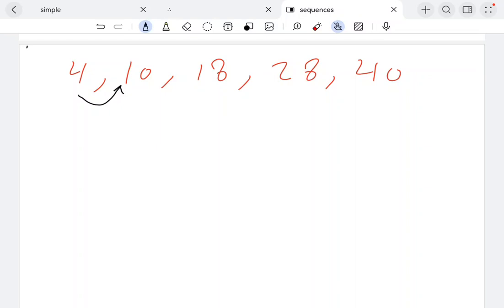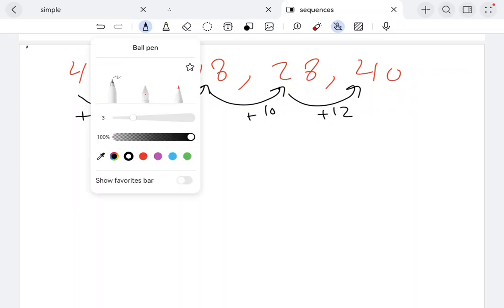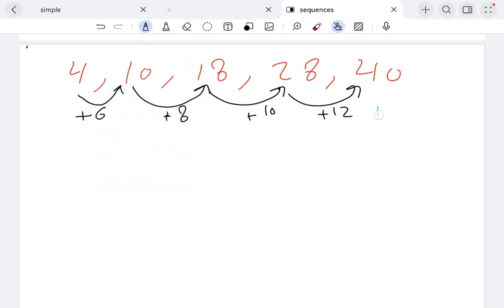If it's not the same, I may check if the sequence is repeating itself, so that's going to be a geometric sequence, where there is a common ratio. So from 4 to 10, we need to add 6. To go from 10 to 18, you need to add 8. From 18 to 28, you need to add 10. And from 28 to 40, you need to add 12. So that's the first difference. First difference is not common, not the same, not constant.